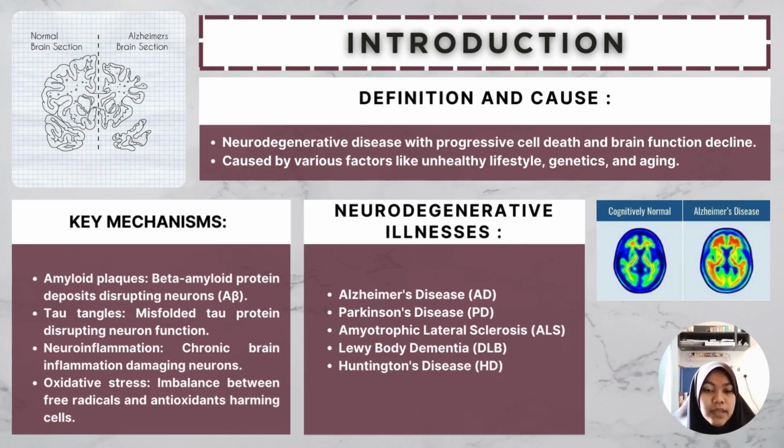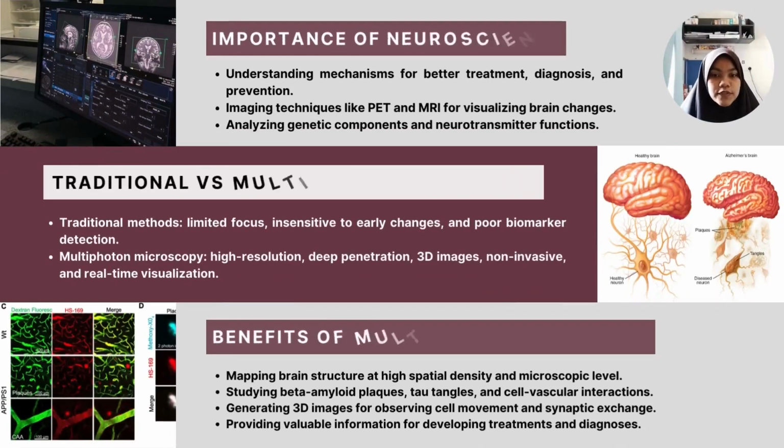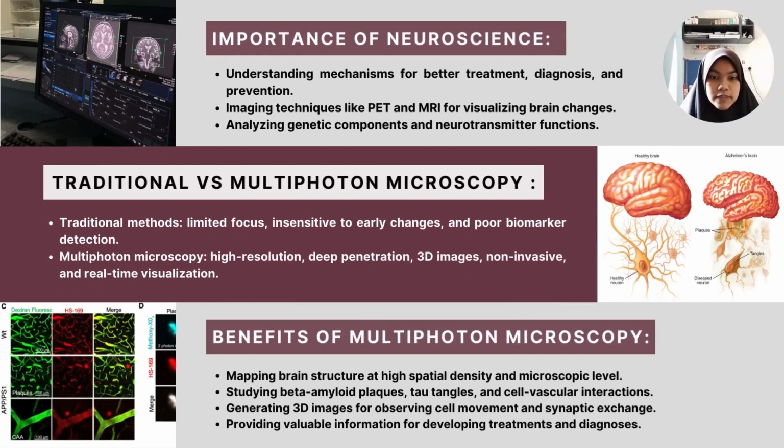Some examples of neurodegenerative illness are Alzheimer's disease, AD, and Parkinson's disease, and so on. The importance of neuroscience is to understand mechanisms for better treatment, diagnosis, and prevention at an earlier stage. We can also use imaging techniques like PET and MRI to visualize brain changes and to analyze genetic components and neurotransmitter functions.